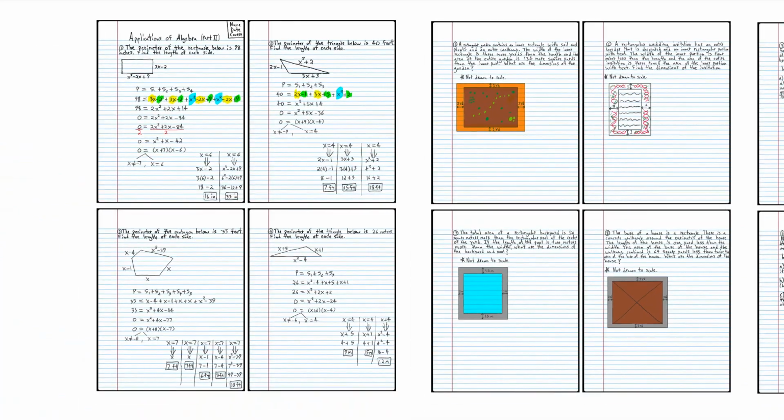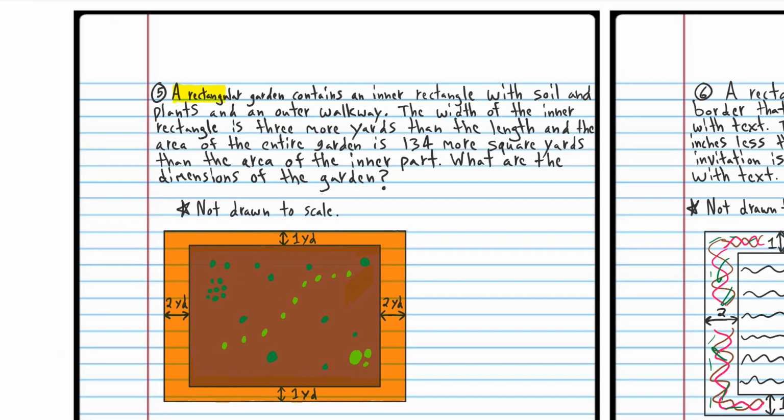And we reviewed perimeter. But now we're going to go to another really important thing that you're not allowed to forget, and that is the area of a rectangle. A rectangular garden contains an inner rectangle with soil and plants and an outer walkway.